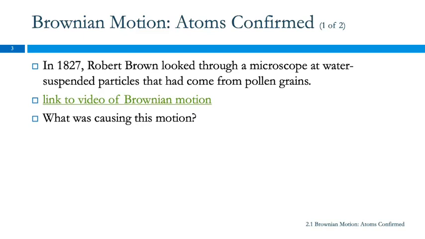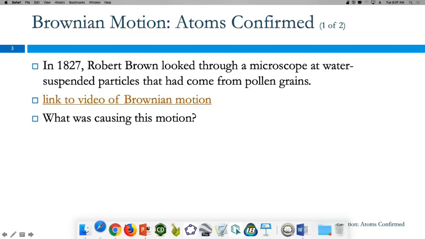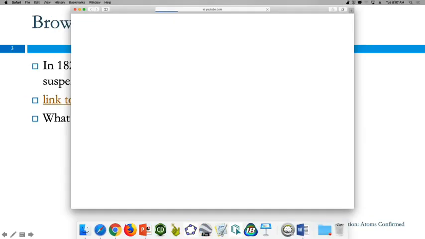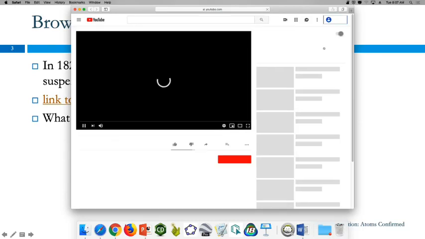So there's this thing called Brownian motion, and it's named for the scientist who observed it, Robert Brown. This was back in 1827. He looked through a microscope at some particles that were suspended in water. They had come from pollen grains. And I've got a video here to show you what he saw. Very, very short video.